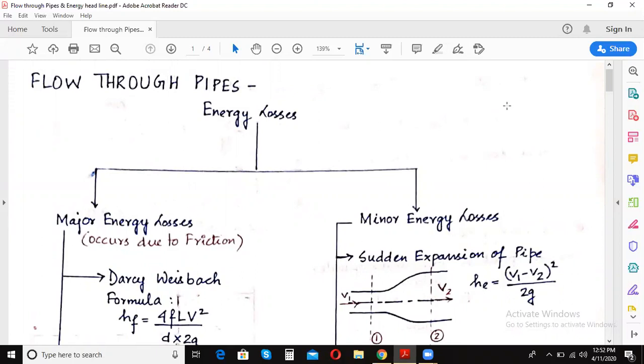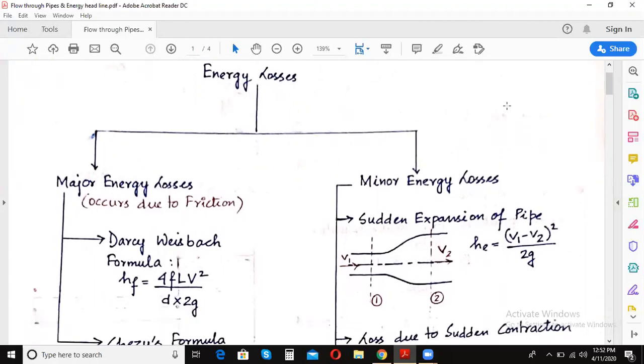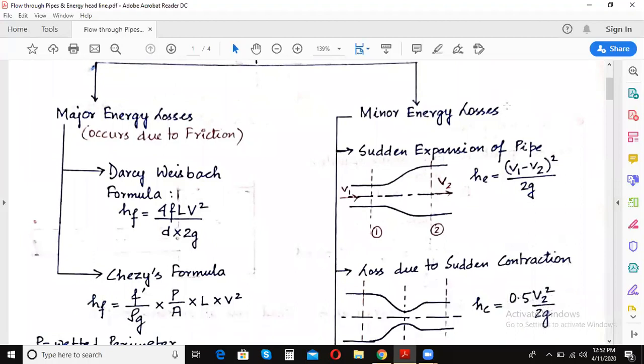So the loss of energy is classified into two basic groups. One is major energy losses and the other one is minor energy losses. The major energy losses involve the energy loss or head loss only due to friction. Okay, friction between the flow of the fluid and the pipe, right? So major energy loss is given by two formulas. One is the Darcy-Weisbach formula and the other one is Chezy's formula.